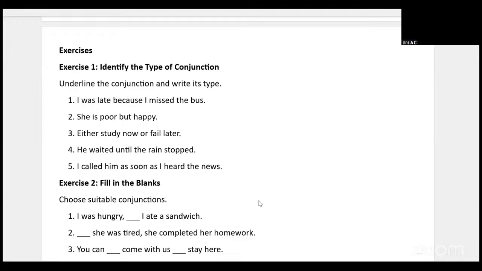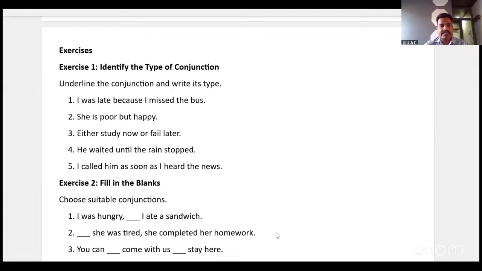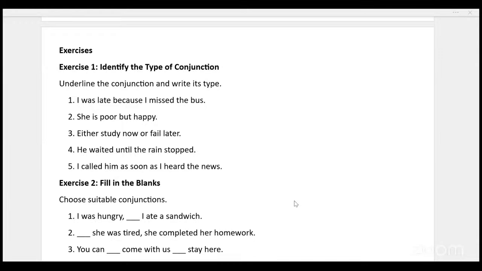So now you have done the first part of the exercise successfully. Now I'll ask you the second part of the exercise. I was hungry. I ate a sandwich. So I ate a sandwich. So I was hungry, so I ate a sandwich.